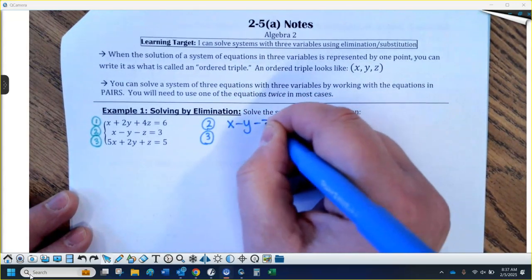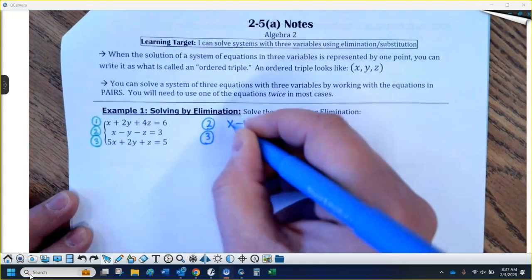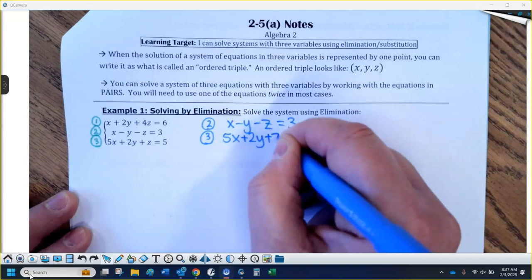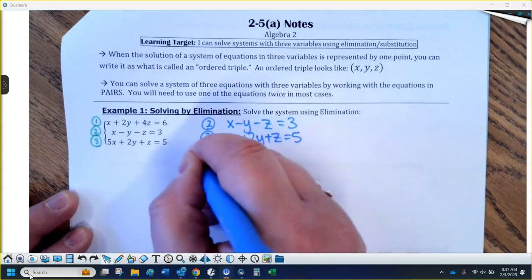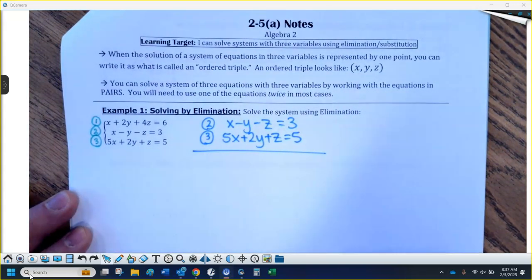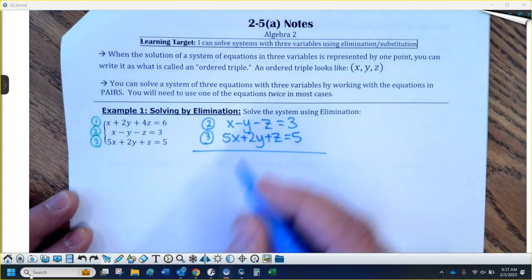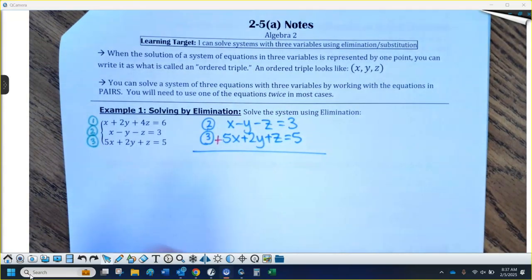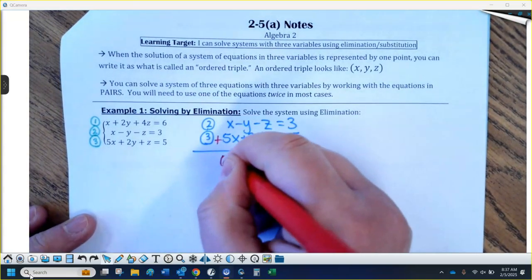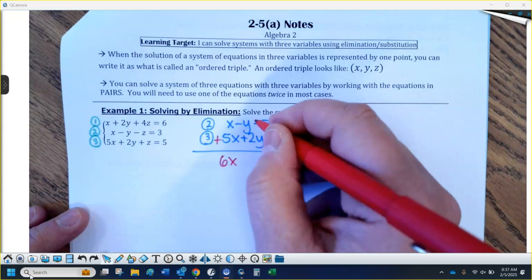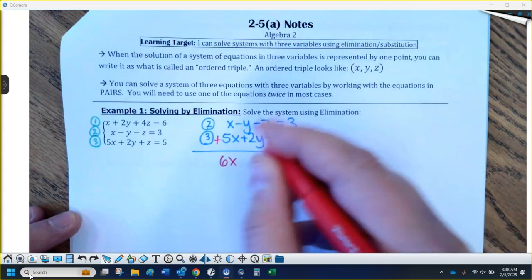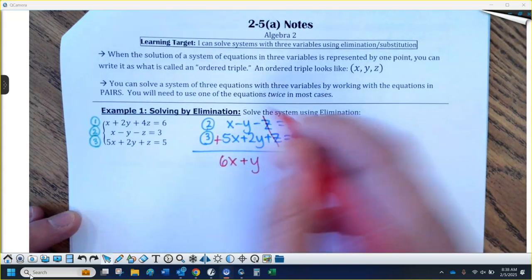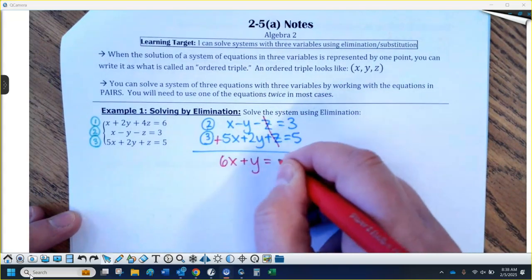x minus y minus z equals 3. The third equation was 5x plus 2y plus z equals 5. You don't have to do anything. They're already opposites. One's a positive z, one's a negative z. So if I just literally add the bottom line to the top line, x and 5x would be 6x. Negative y plus 2y would just be 1y. The z's eliminate. And then 3 and 5 is 8.